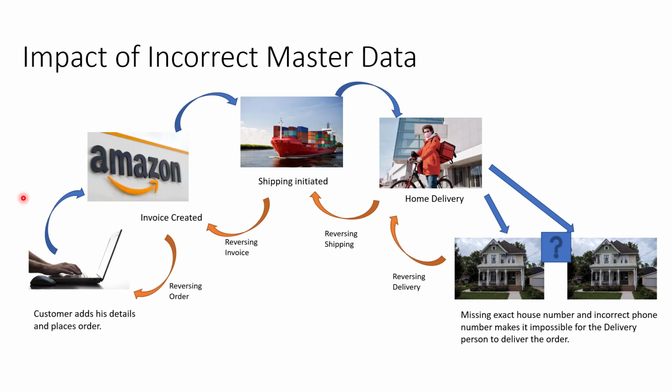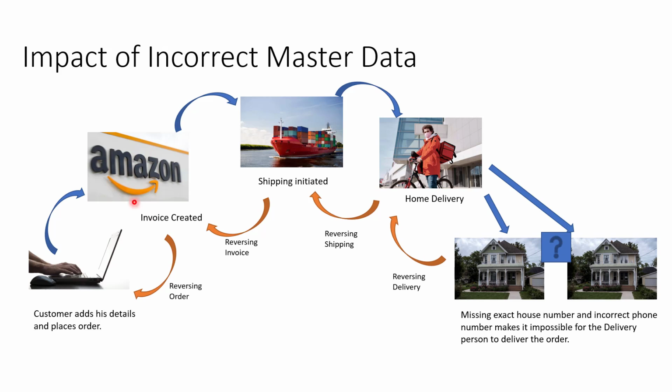Now we'll take one example here from Amazon itself. Let's say you are a customer and you add your details and place an order. Let's say you add the details with an incomplete address, or maybe you do not give your house number or flat number, and the phone number that you gave has some issue. Let's say you missed out a digit or replaced a digit incorrectly. So you have added your details, you're done with your account. Then you place an order.